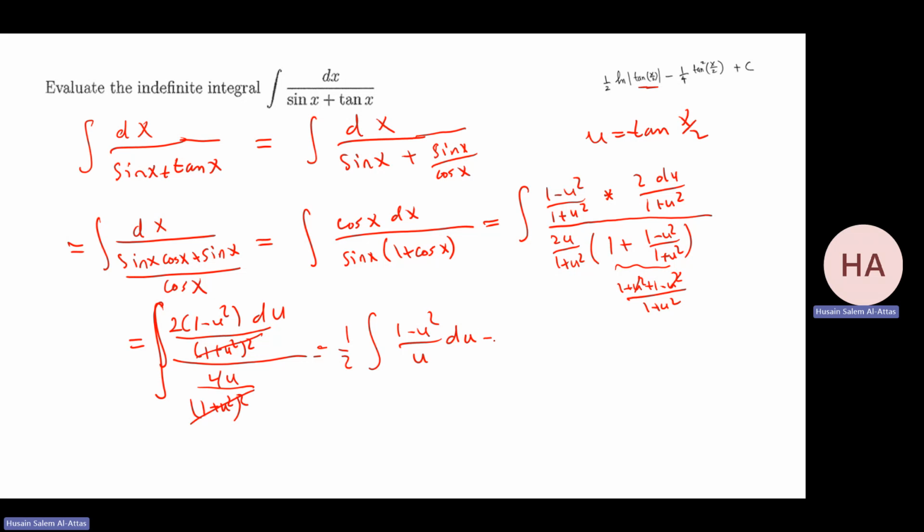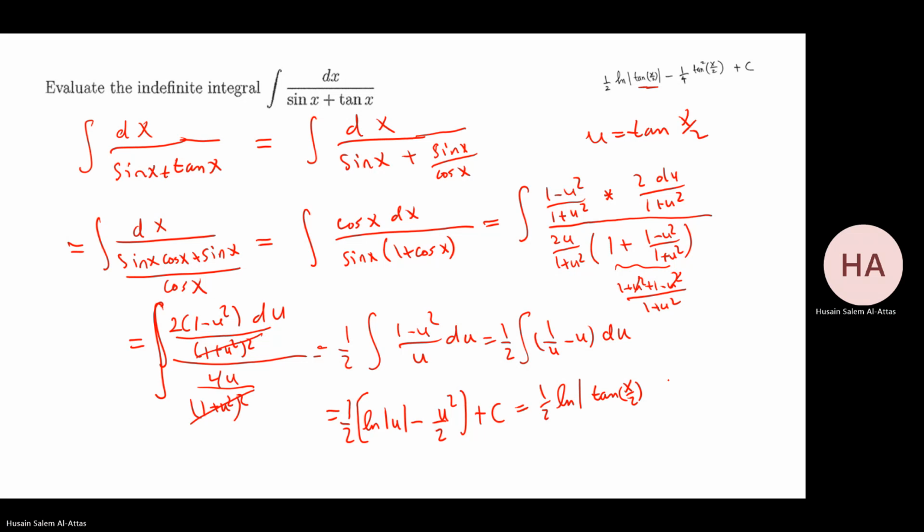That gives me half the integral of (1 over u minus u) du. And that will be half ln of u minus u squared over 2. Don't forget half times everything. That will be half ln tan(x/2) minus 1 over 4 tan squared(x/2) plus C, which is this one.